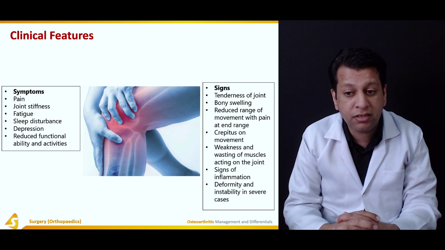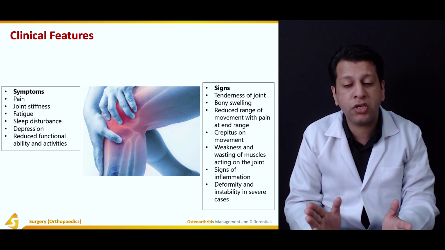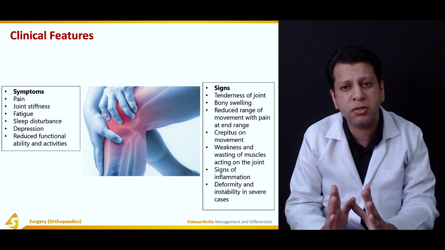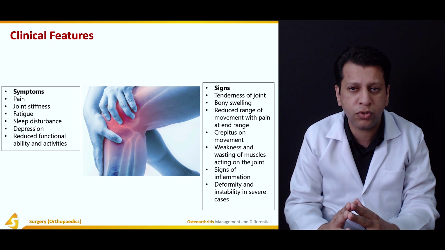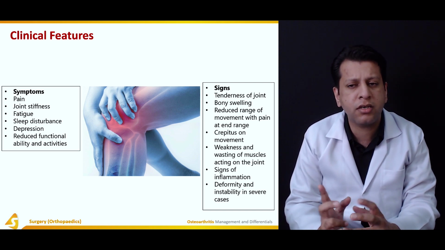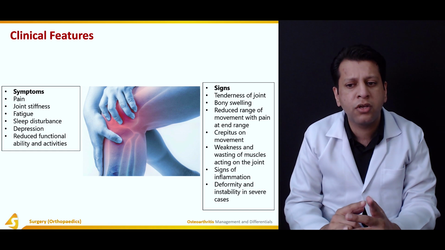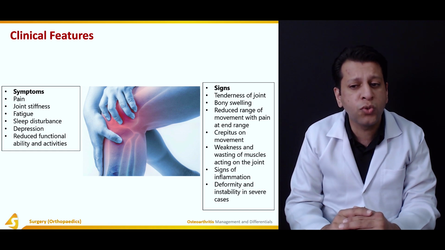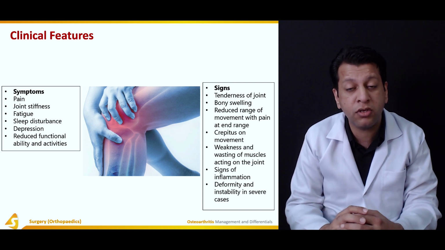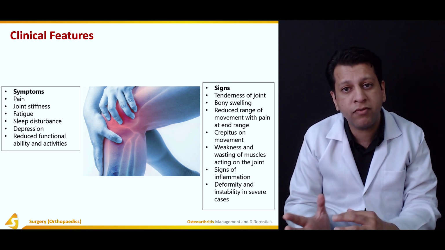Now, what are the signs? Usually generalized, although certain signs could be specific to certain joints. But generally, tenderness is there. There's bony swelling. There is a reduced range of movement with pain at the end range, especially at the end of flexion and extension.